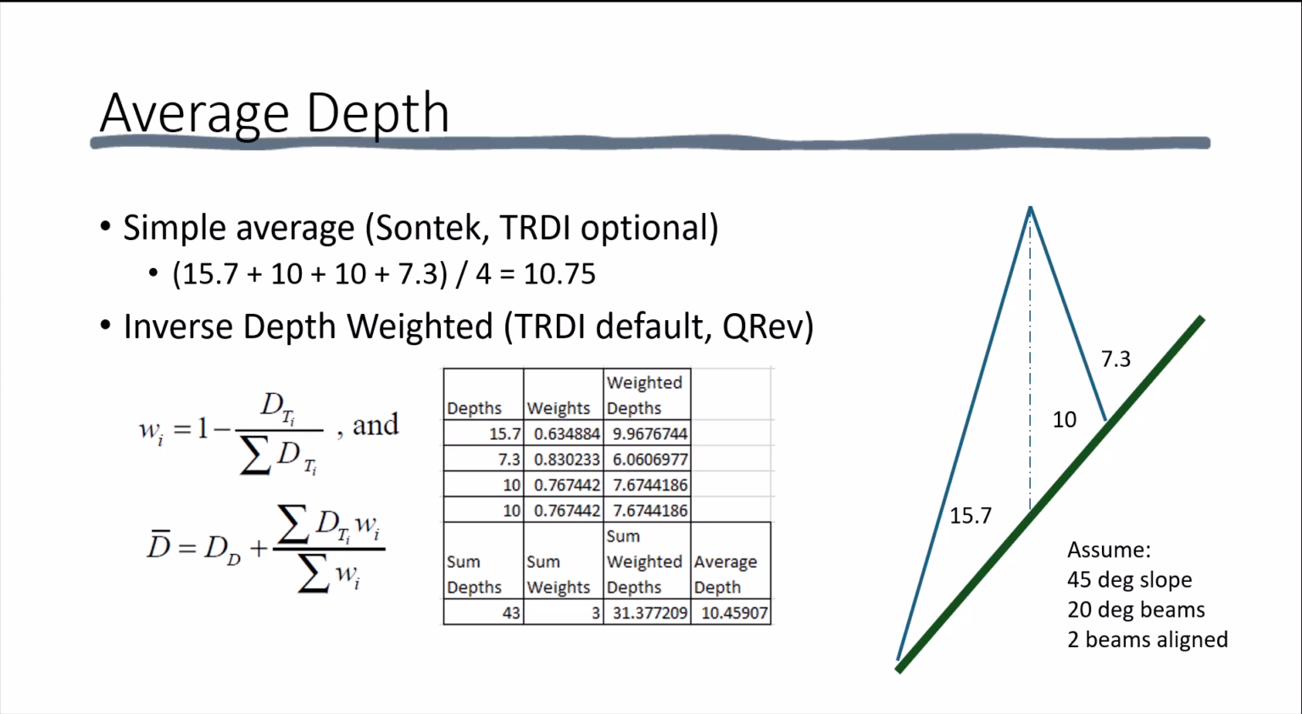The bias can be reduced by using an inverse depth-weighted average. The weight given to each beam is computed as 1 minus the ratio of the depth of the beam to the sum of all the beam depths. Using the inverse depth-weighted average yields a value of 10.46. Still not the actual depth of 10 below the ADCP, but less biased than the simple average.